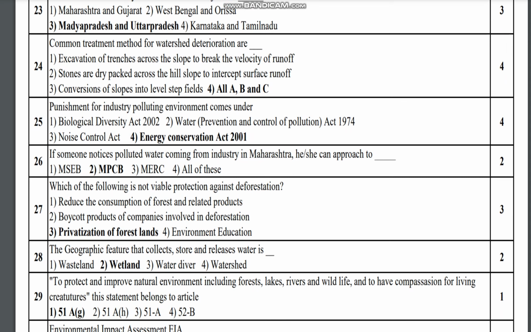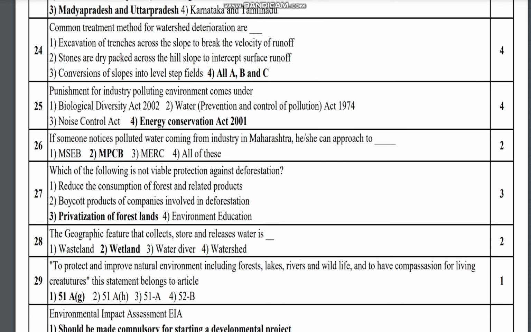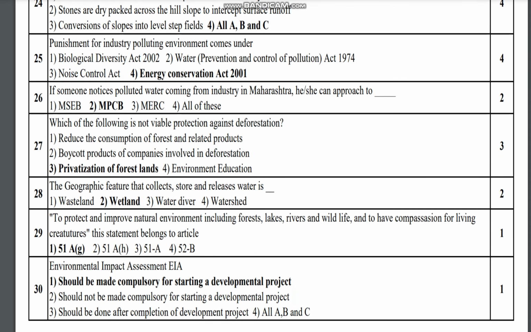excavation of trenches across the slope to break the velocity of runoff. Then stones are dry packed across the hill slope to intercept the surface runoff, and conversion of slopes into level step fields. Then punishment of industry polluting the environment comes under the Energy Conservation Act 2001. If someone notices polluted water coming from industry in Maharashtra, he or she can approach MPCB.